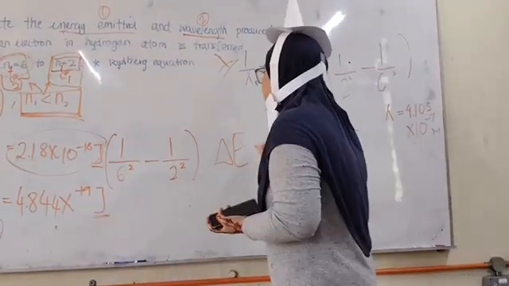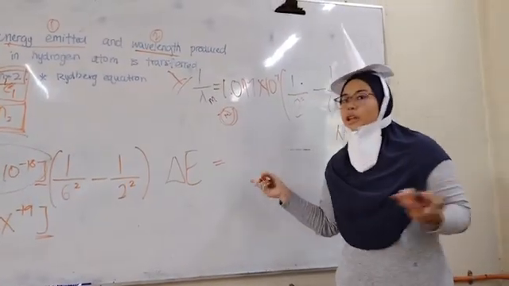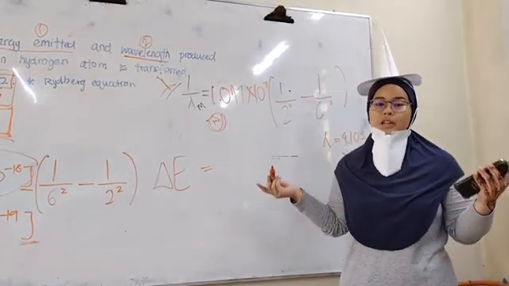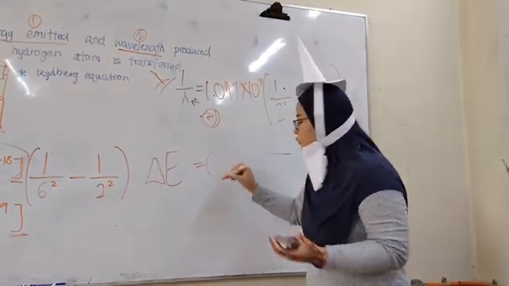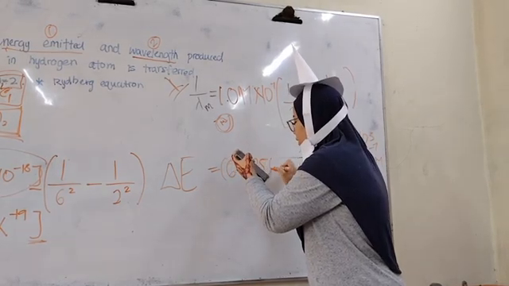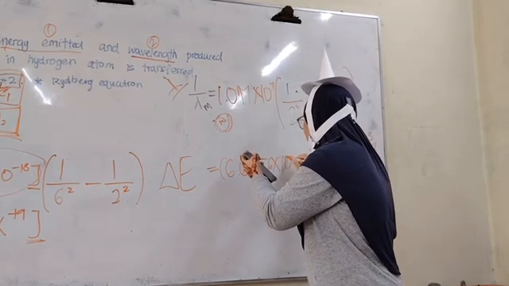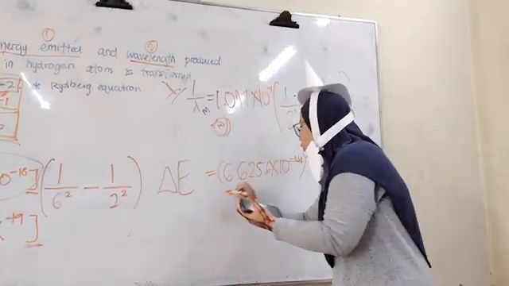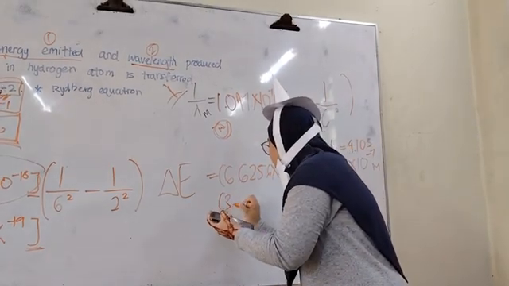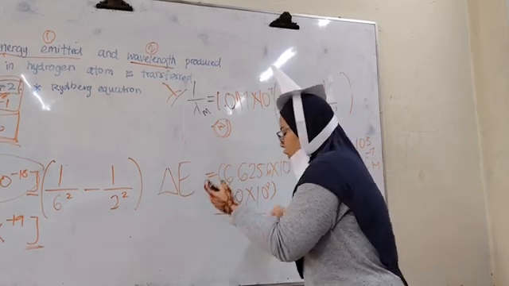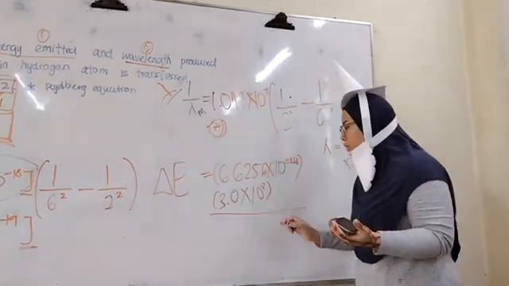So now, let us continue. Energy difference equals to, what is our constant? Again, dear knight, don't forget the constants are provided to you in the exams. So the constant here would be 6.6256 exponent negative 34 times the speed of light in vacuum, which is 3.0 exponent 8, over our lambda.